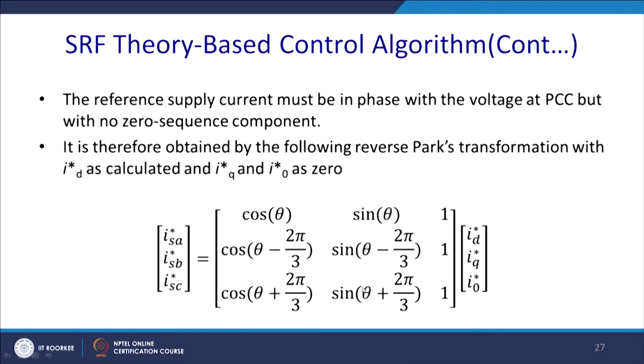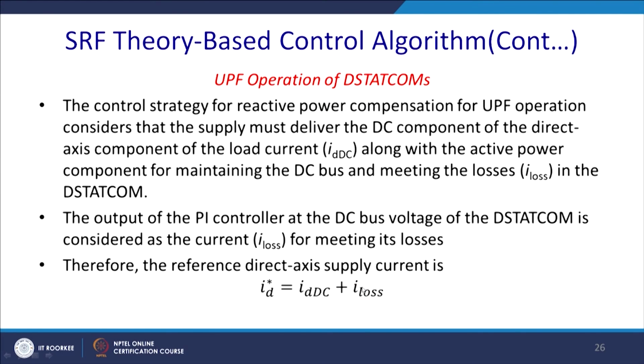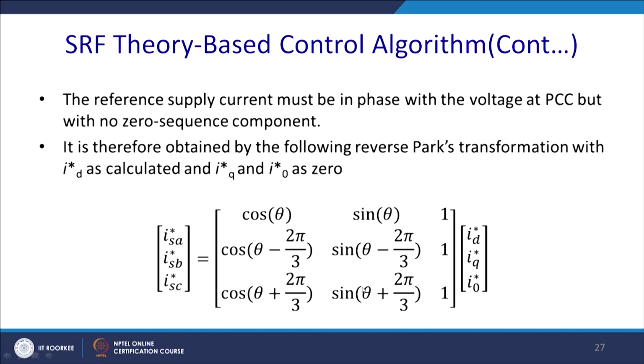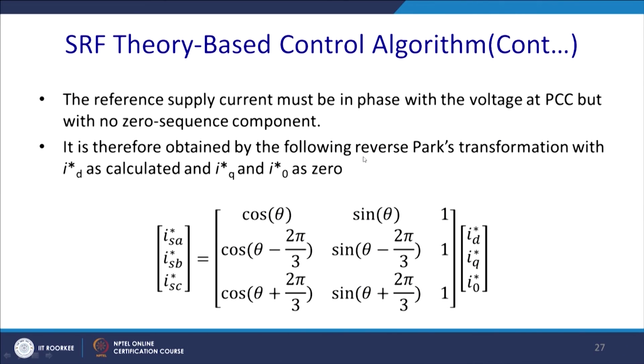Similarly, the same thing is carried out for the Q axis. Now the reference current supplied must be in phase with the voltage at PCC with no zero sequence component, that is a requirement. It is therefore obtained by following the reverse Parks transformation, and thus we set ID, IQ as 0. So, you can calculate this reverse Parks transformation and you make I star 0 as 0.